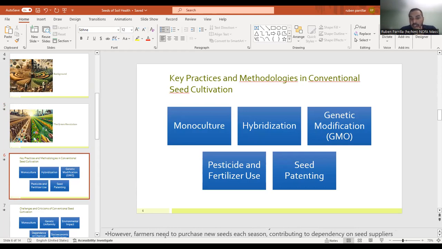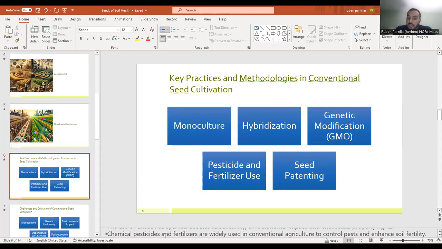The issue with this is that farmers have to purchase seeds year after year, contributing to the dependency on seed suppliers. Next, we actually have GMOs, genetically modified seeds, and these essentially are just that. They alter the genetic makeup of crops and introduce specific traits. They can confer resistance to pests, disease, and tolerance to environmental conditions. But again, this has sparked many debates about safety and the environmental impact and intellectual property rights as well.